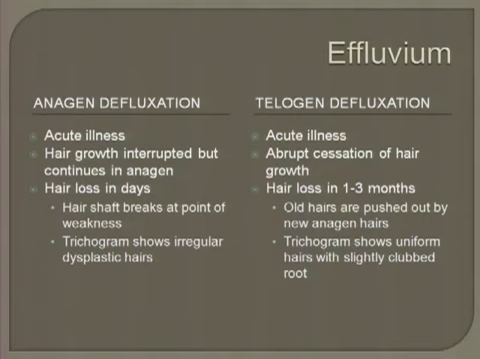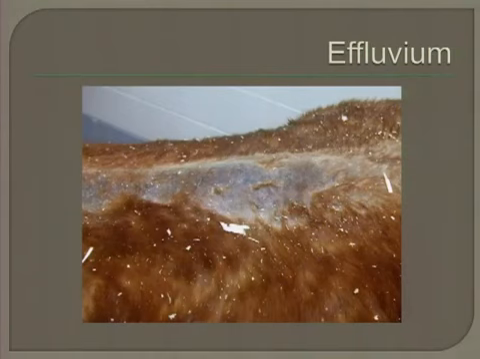In contrast, telogen defluxation is caused, again, by acute illness, but instead of causing just interruption, it actually causes abrupt cessation of hair growth. So what you're going to see is 1 to 3 months down the road, there's going to be widespread hair loss. The hairs that are shed on trichogram are going to be regular looking, uniform, with a very slightly clubbed root, very typical of a telogen hair. Both of these conditions are common in foals after illness. So it's just something to recognize and be able to fit on the timeline in your head.